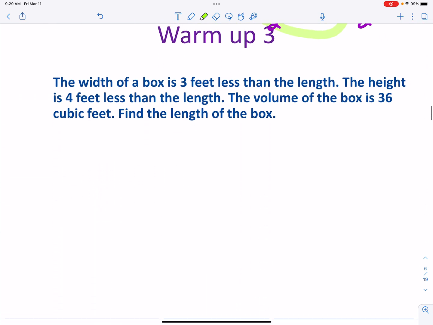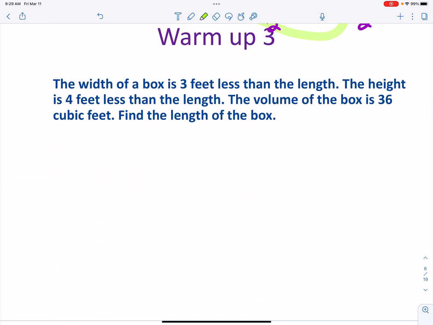Okay. All right. So the width of a box is 3 less than the length. The height is 4 less than the length. The volume of the box is 36 cubic feet. Find the length of the box.